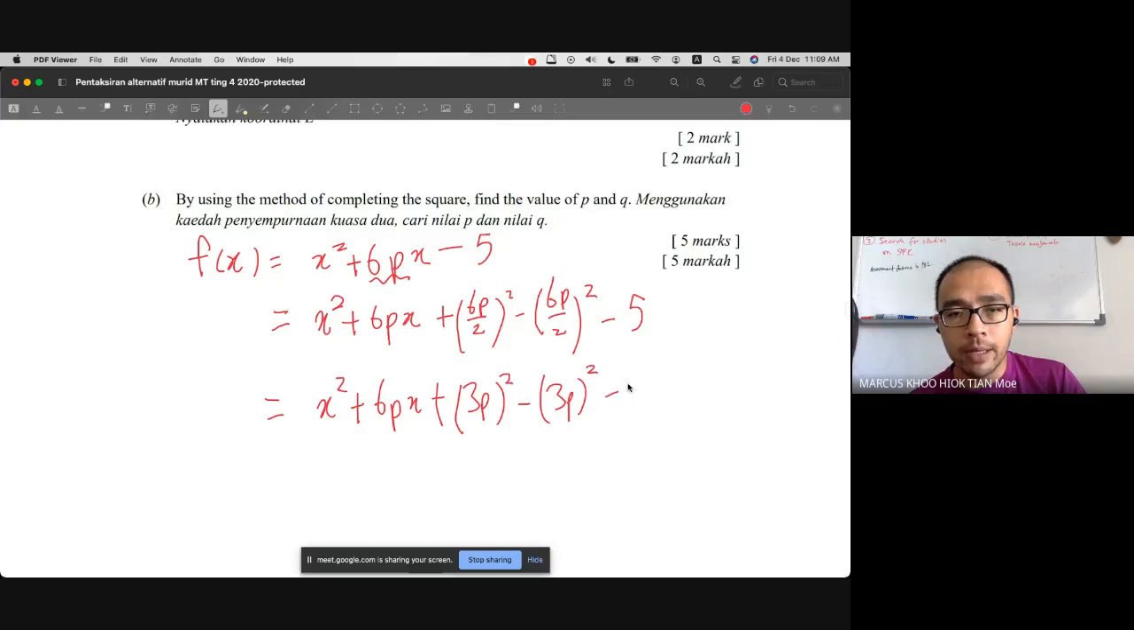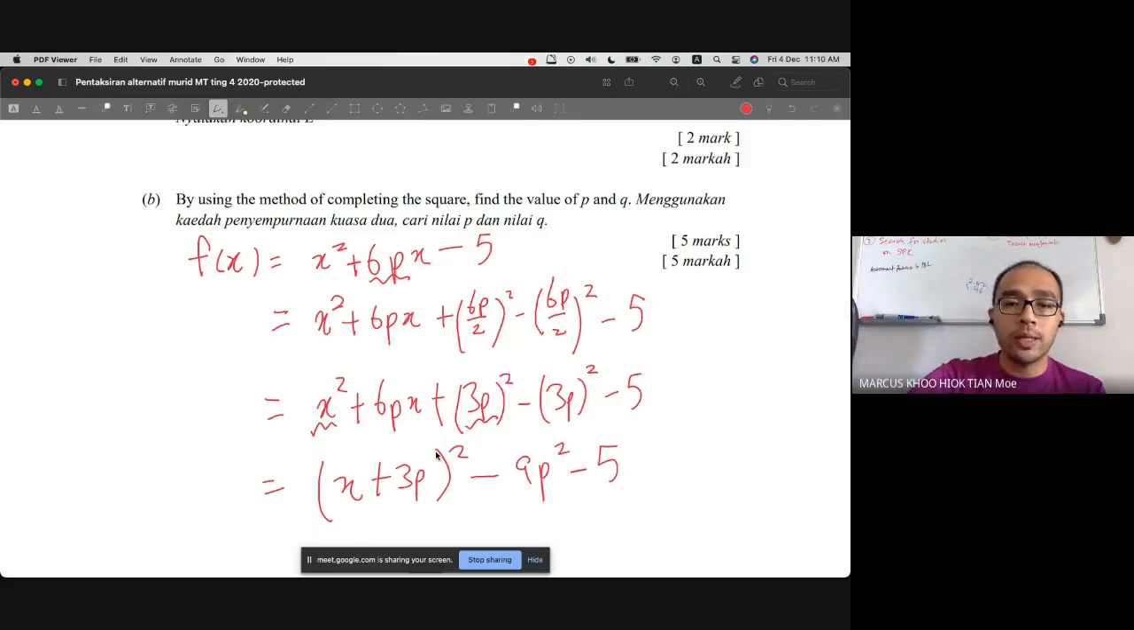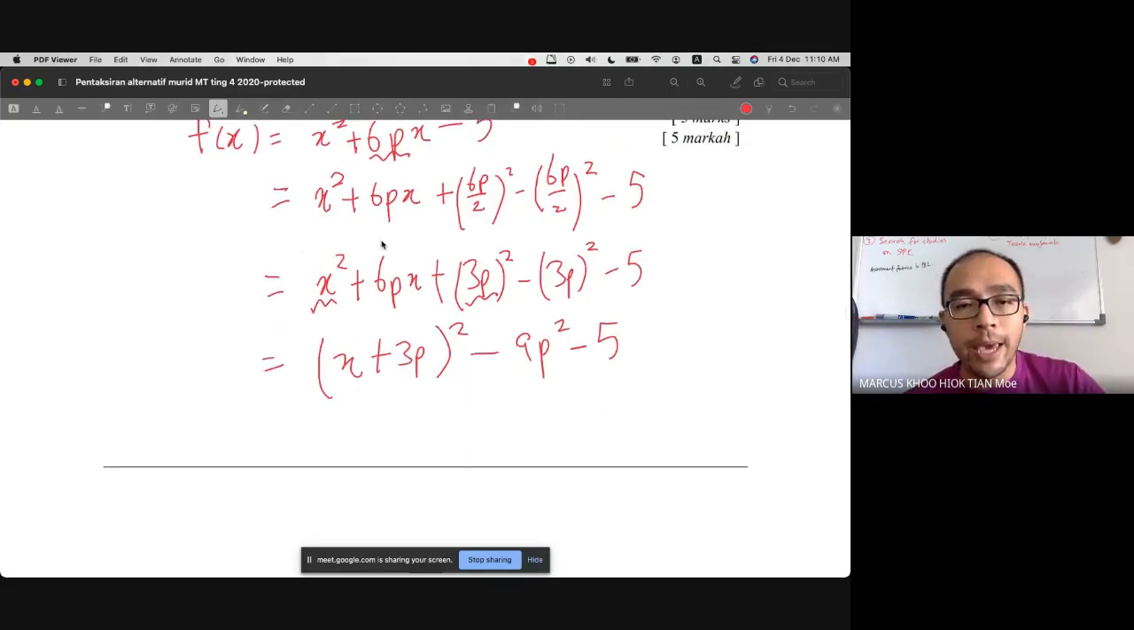Okay, minus 5. Dan ini dan ini, oleh sebab kedua-dua adalah squared, kita boleh kasih gabungkan. So, x plus 3p the whole thing squared, minus, okay, ini akan jadi 9p squared minus 5. Okay. Now, always the question is, ini 6px ini pergi mana?